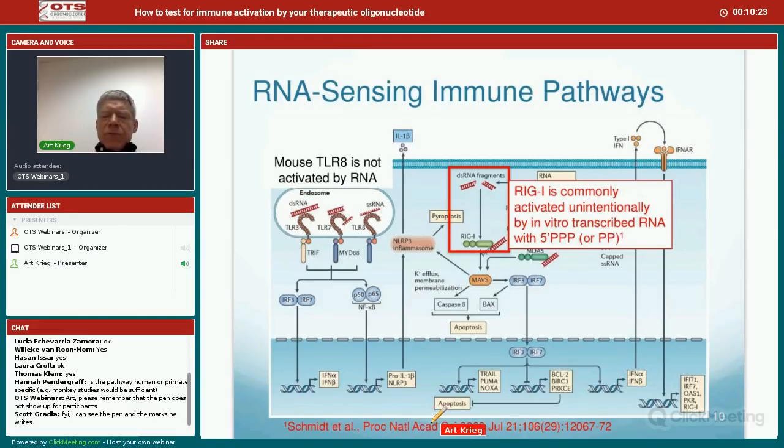And this paper from Schmidt et al., the reference at the bottom of the slide, is one of the papers that points to that as a potential complicating factor of experiments where people didn't realize that these kinds of transcripts were being produced. So it's something to be aware of when you're working with RNA.